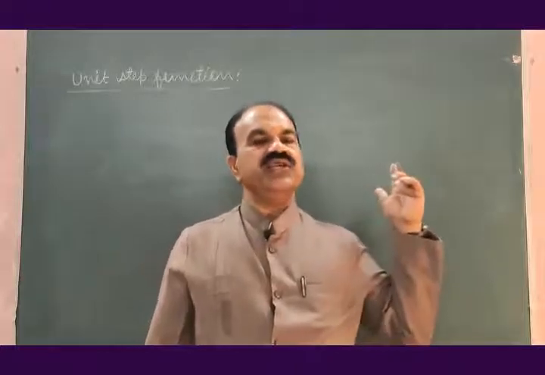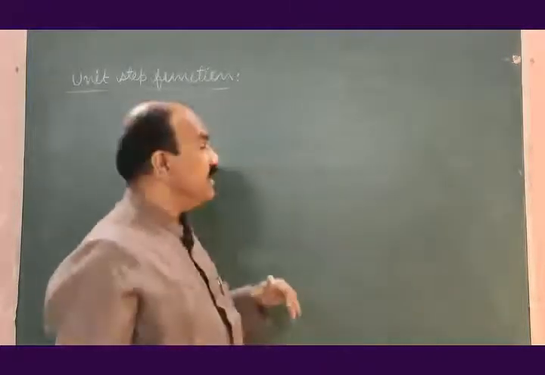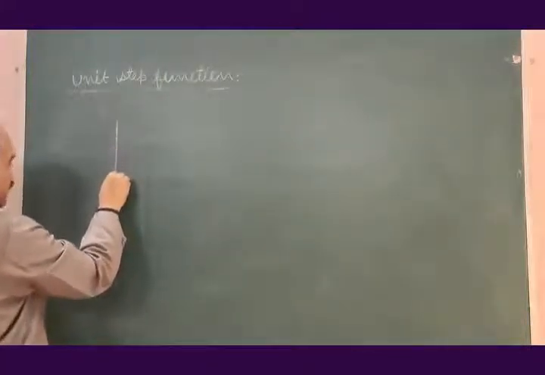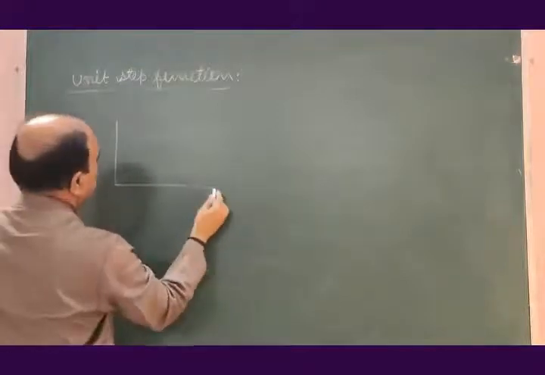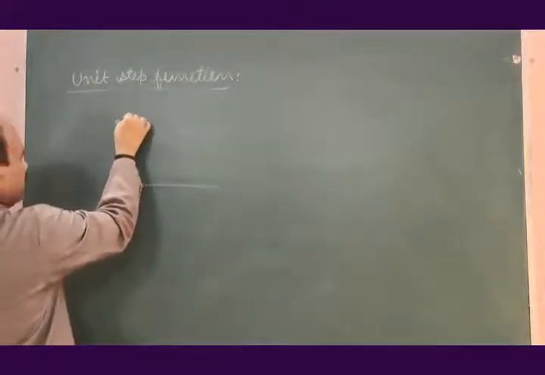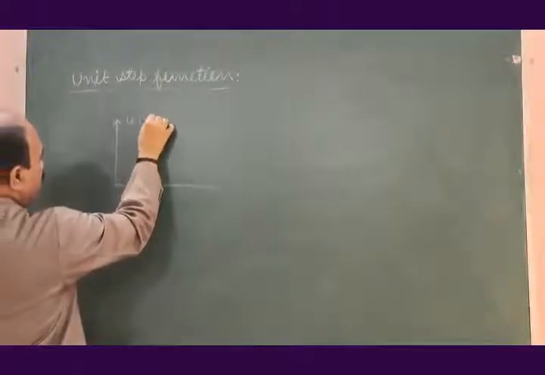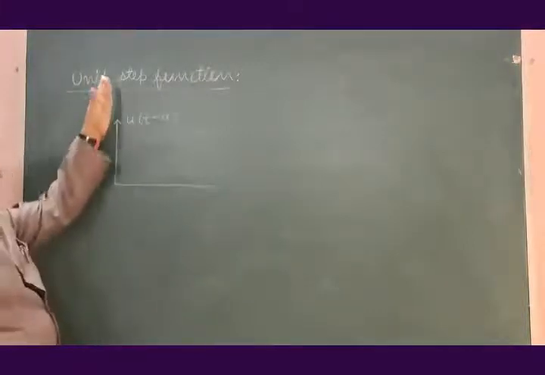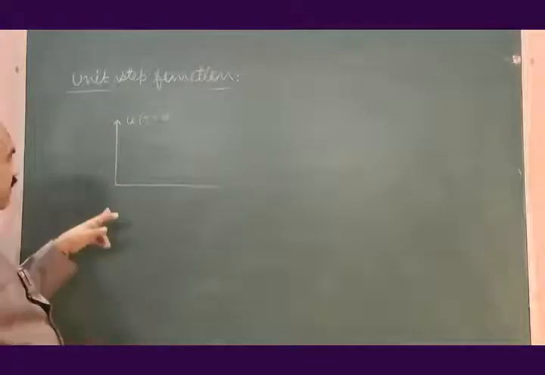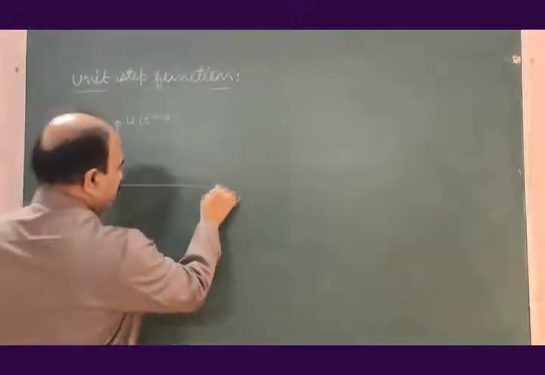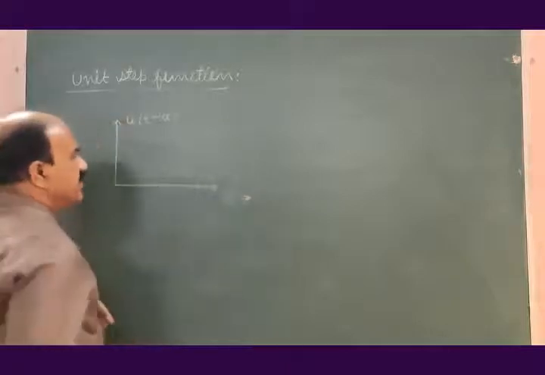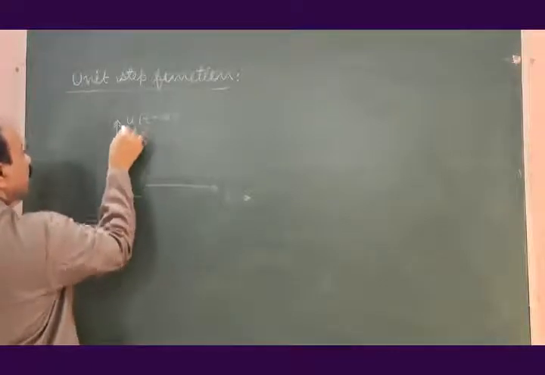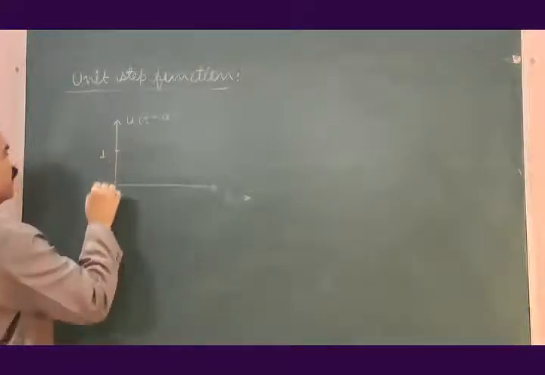Why is this method known as unit step function method? This is because this method is represented this way. This axis is taken as u of t minus a axis. Actually, it is the function axis. I am writing this as u of t minus a. Let me consider this as the t axis. Let us suppose the value of this function is 1 here. Unit.